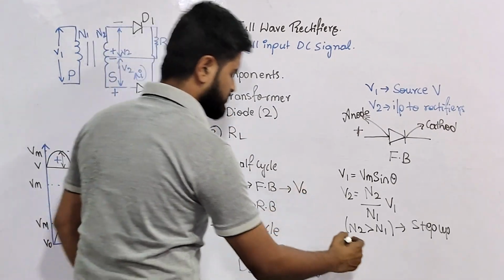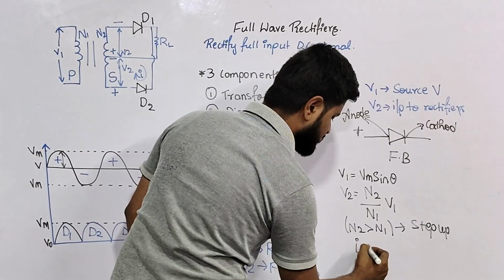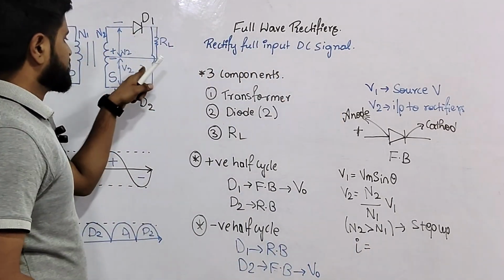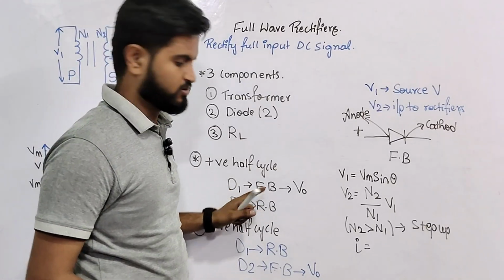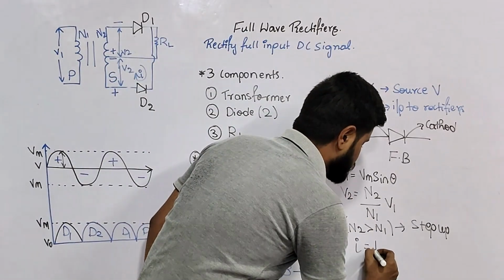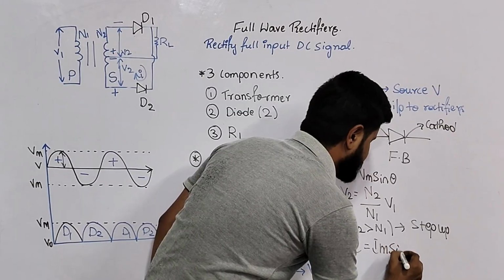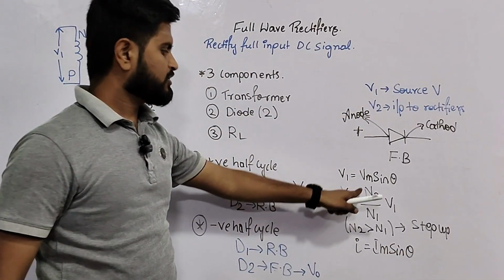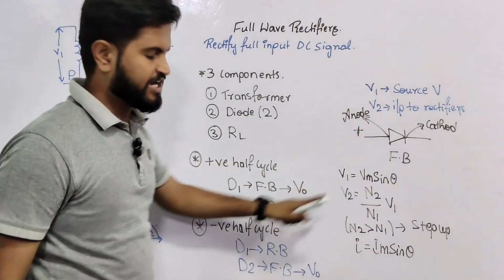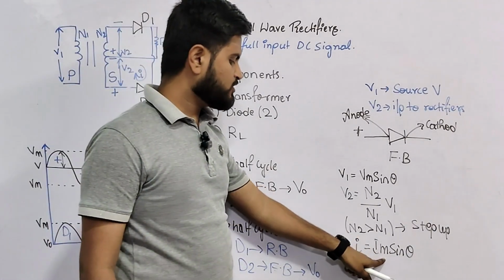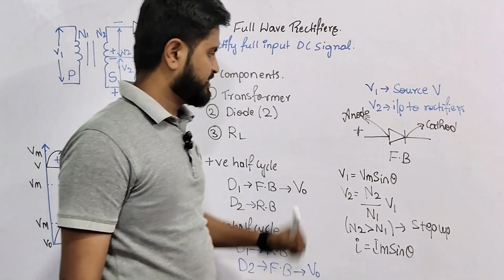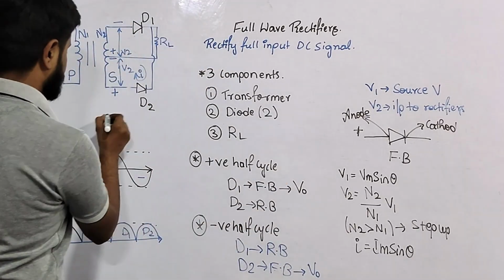Now the last formula is for current I. The current is being generated because of the forward biasing of the diode. So current I will be equal to Im sin theta. Here we wrote Vm sin theta, that is the maximum voltage value. But we don't know the value of Im, that is the maximum current. So I will write it here.